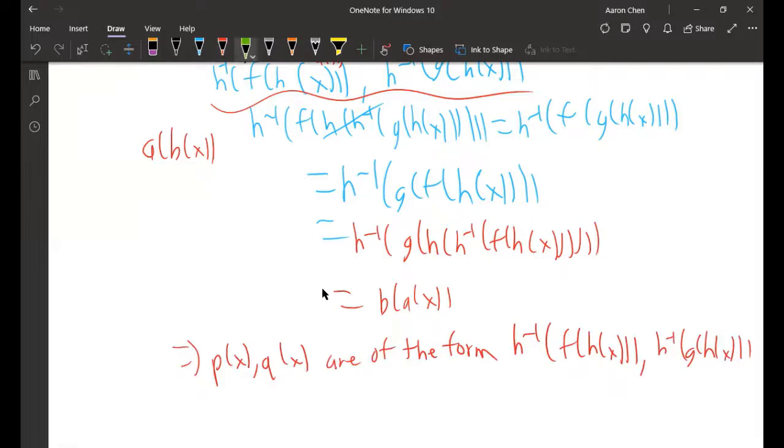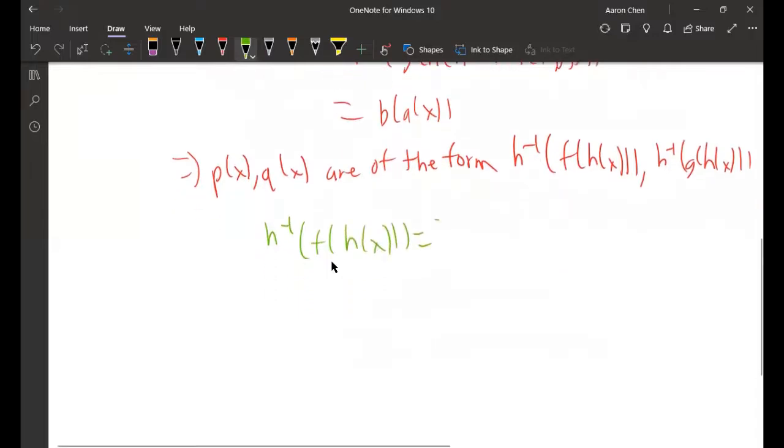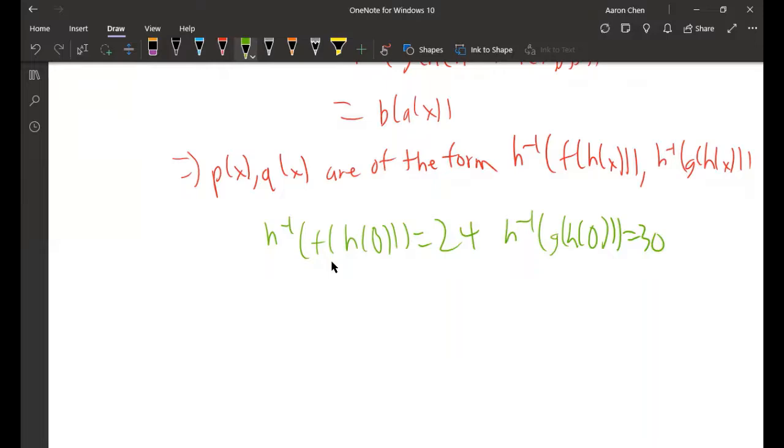Okay. And so now after this, we see that we are basically solving h inverse of f of h of 0 is equal to negative 24, sorry, not x. In here it's now 0, no longer x. And h inverse of g of h of 0 is equal to 30. And so the exact order doesn't quite matter because f and g are simply negatives of each other.